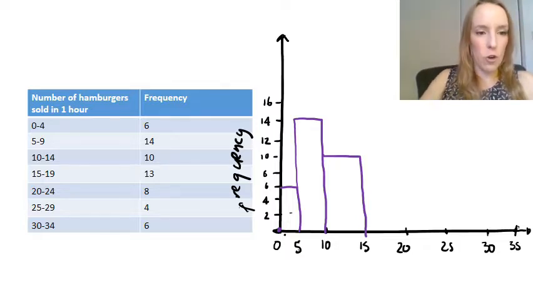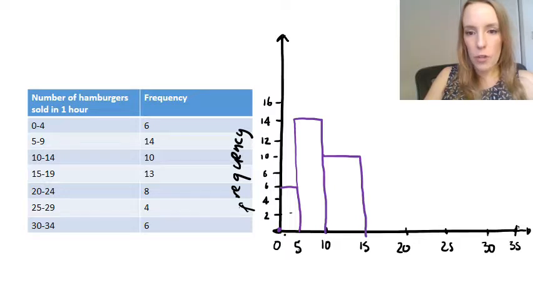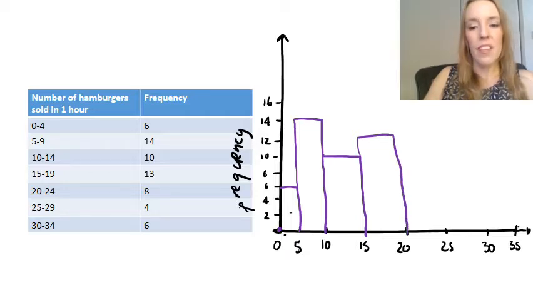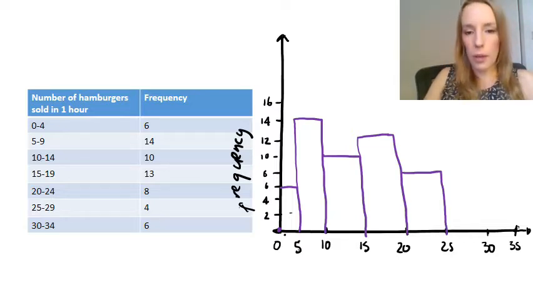So our next category is our 15 to 19 burgers, and we had 13 of those. So we're going to go up. Where's our 13? In between those two and across. I don't know if that was up far enough. And then drop it down. Now, selling 20 to 24 burgers, we only had 8 people there, so we're going to find our 8. Go across, drop it down. Now our 25 to 29 burgers, we had 4 places selling that many burgers.